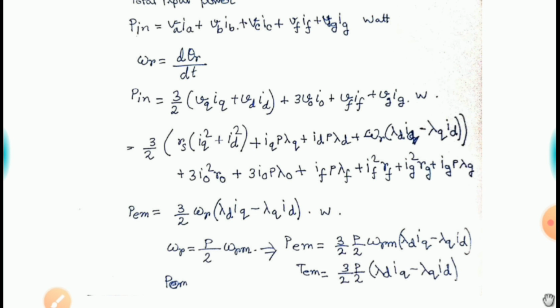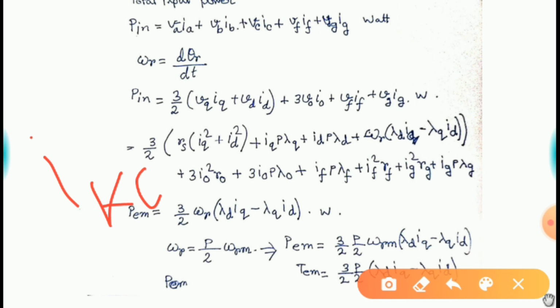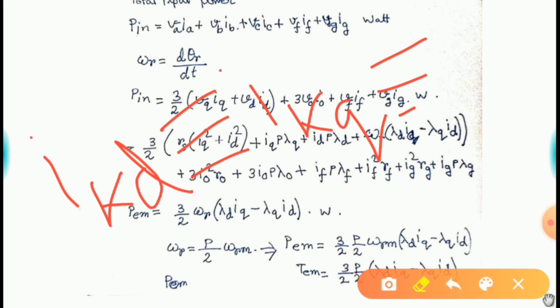But what about the other terms? A few things will obviously come to our mind: although the damper winding voltage is 0, no one can claim that the damper winding current is 0, right? What I'm trying to say is, although VKD and VKQ are 0, you cannot claim that IKD and IKQ are 0. This special equal sign indicates that it is identically equal to 0. That means irrespective of your machine operating condition, this IKD and IKQ is identically equal to 0.